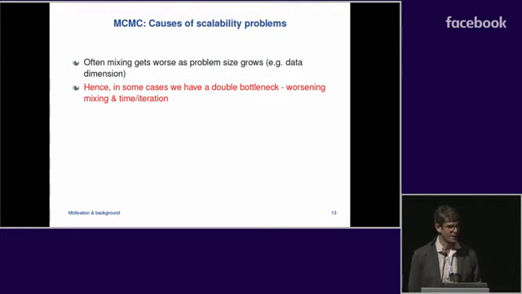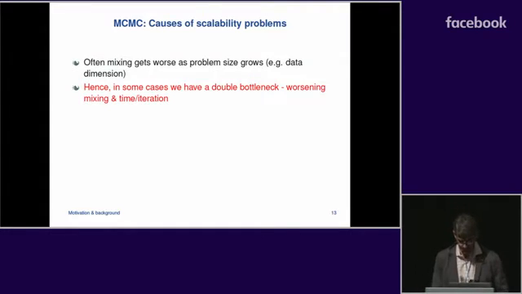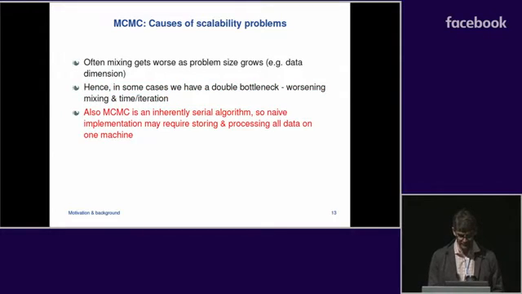And so our problem is too much autocorrelation. It's sort of related to a problem of slow convergence rate, and we have a worsening time per iteration. Another issue that we run into is that MCMC is inherently a serial algorithm, so a naive implementation might require storing and processing all of the data on one machine.